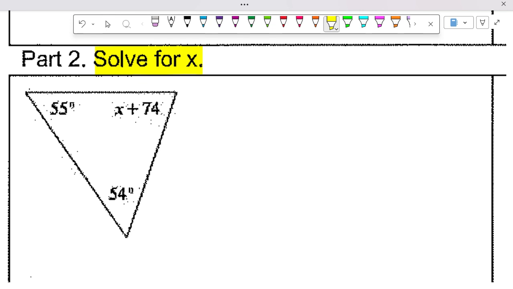So what do you think we're going to do? Triangle sum theorem, which states what? All the angles add up to 180. So we basically just said what we're going to do. What do you think I'm going to do? Add up all the angles, set it equal to 180. So that's how you're going to set up your problem. You're going to add up all the angles. So 55 plus 54 plus x plus 74. You're going to set it equal to 180, because we know that all 3 of these angles added together should equal 180.